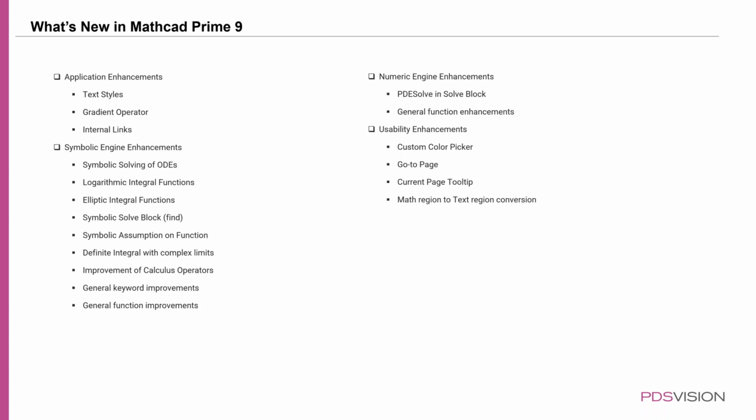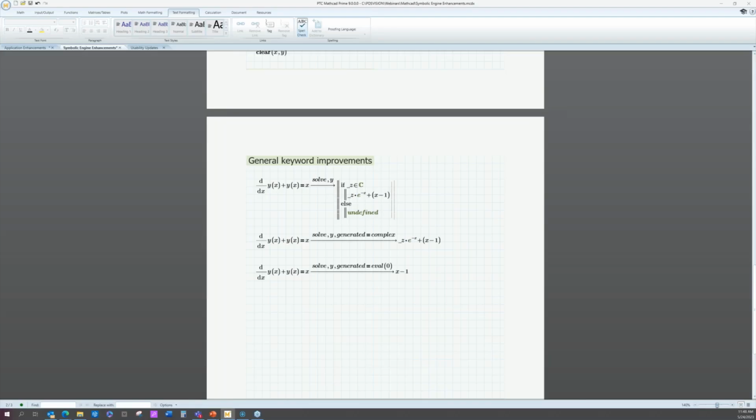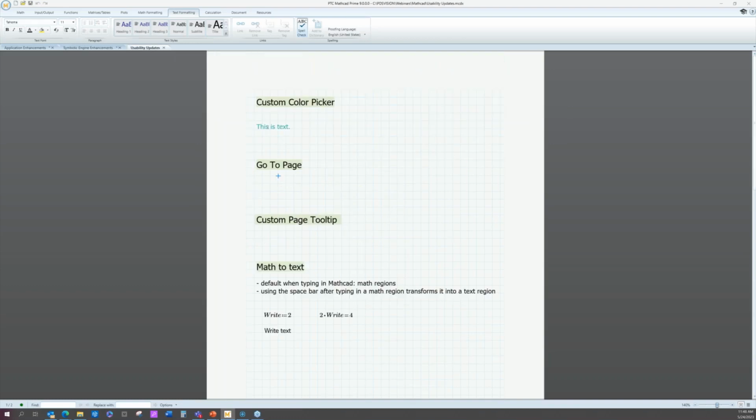And now on usability, this will probably help a lot of users. You now have a custom color picker for text. Before, you just had a window where you could pick predefined colors. Now they added more colors, like in Word, where you can choose from multiple colors.